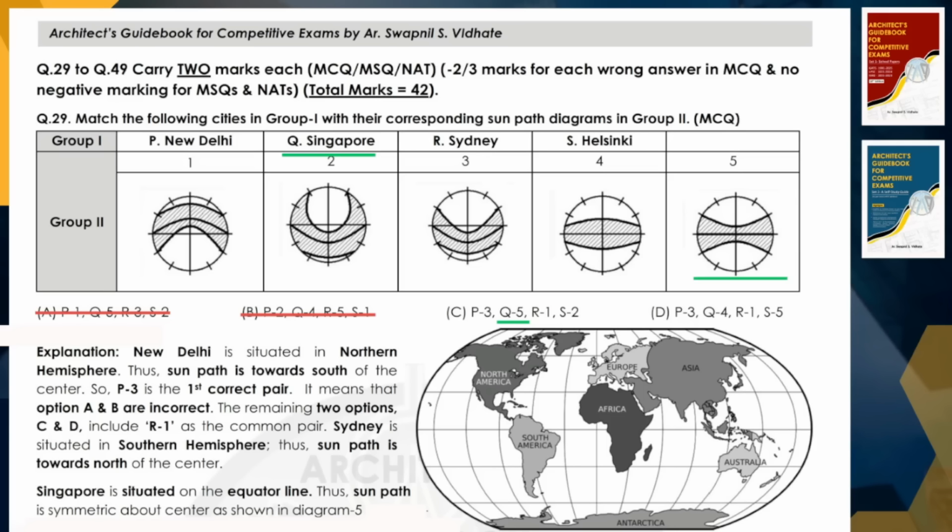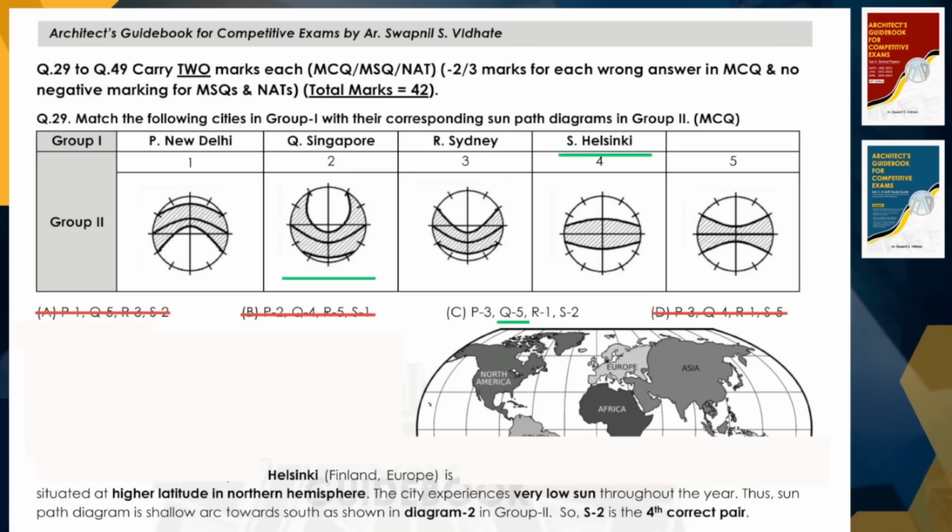Singapore, which is situated on the equator line. So the sun path is symmetric about the center as shown in diagram 5. For Singapore, the correct diagram is shown at serial number 5 in group 2. So the third pair which you can select is Q5, which is mentioned at option C. So your option D is also the incorrect one. So option C is the correct answer for this.